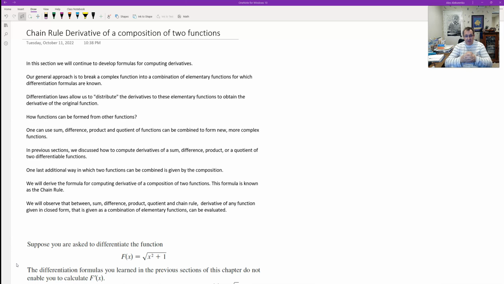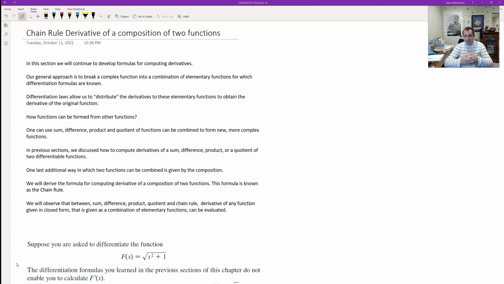Today we will consider a differentiation rule that works on a composition of two functions. Composition is the last operation in which two functions can be combined that we will consider in this segment. The formula for the derivative of a composition of two functions is known as the chain rule. And we will find out that between the sum rule, the difference rule, the product rule, the quotient rule, and the chain rule, the derivative of any function given in a closed form can be evaluated.